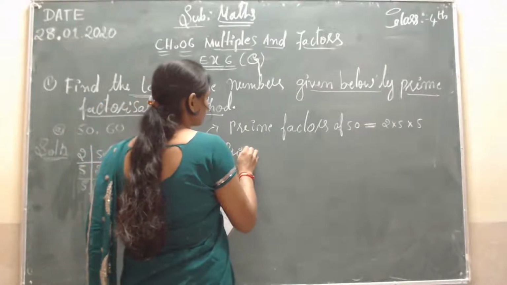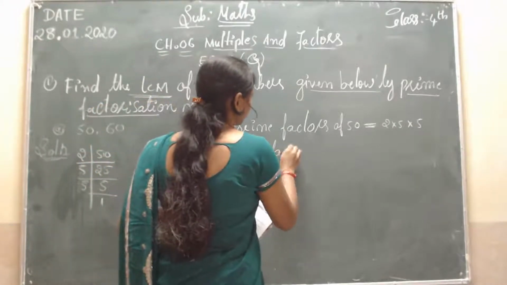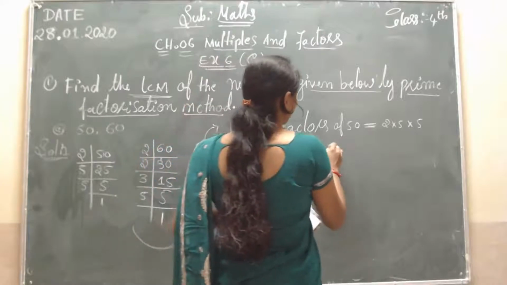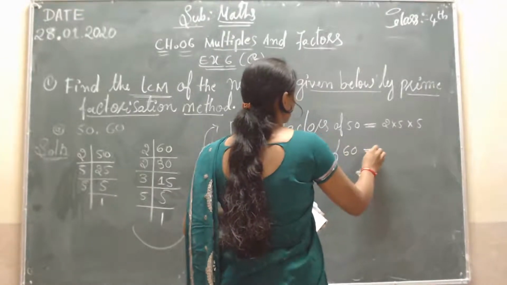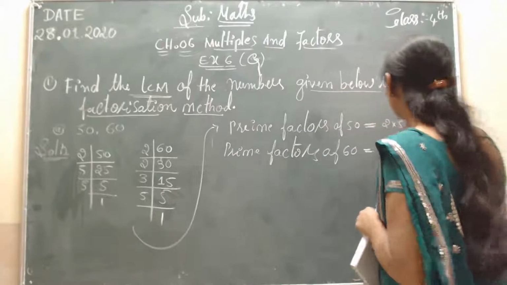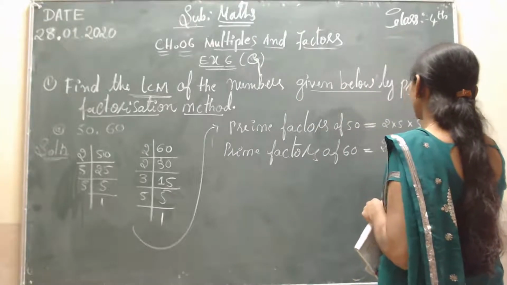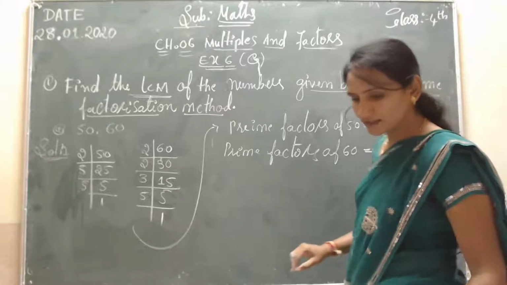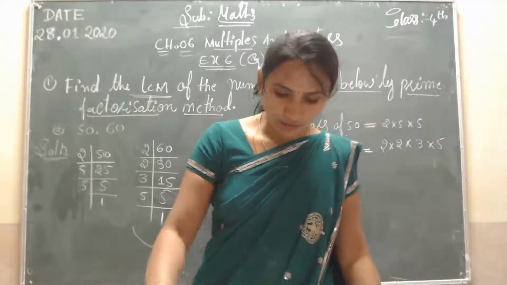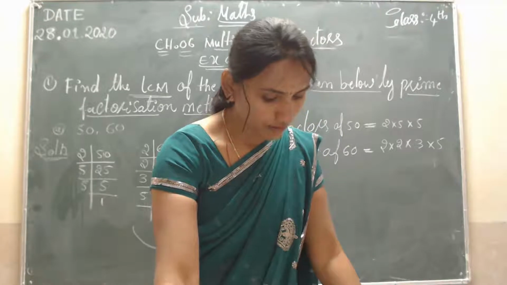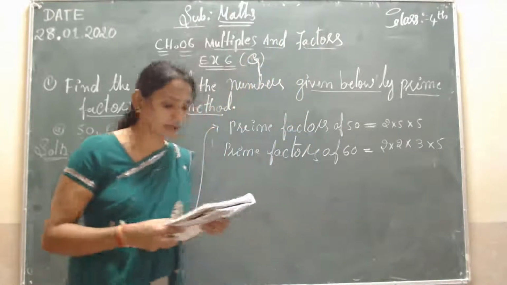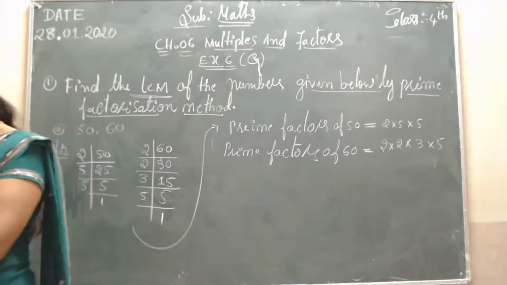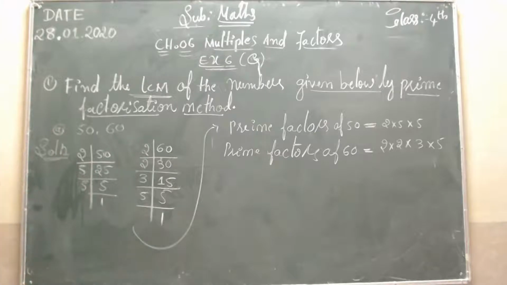The prime factors of 60: 2 taken two times, then 3, then 5. So see, the prime factors of the given numbers are already written. Next, you collect the minimum number of occurrences of each of the prime factors, students. So see here.